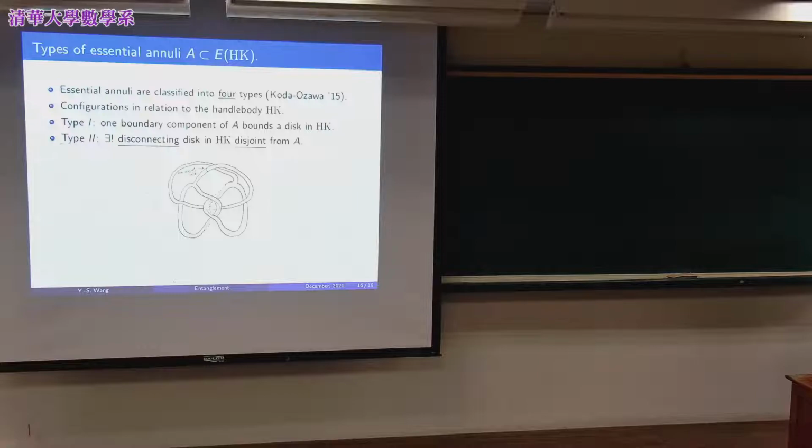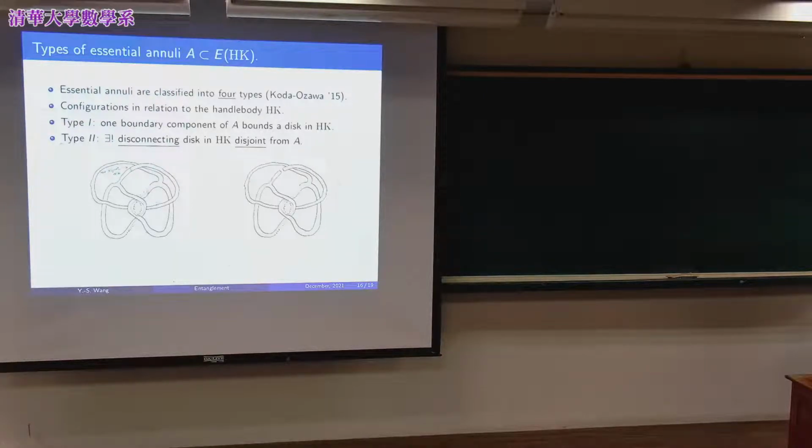There exists a disconnecting disk in HK disjoint from A. So by the way, this is the annulus. It's twisted, but topologically it's an annulus. And this disconnecting disk is this small green disk here, and it's disconnecting because if you cut it and deform the handle body, you get two solid tori. Before you had one component, and now you have two components, so it's a disconnecting disk. So these are type 1 and type 2.